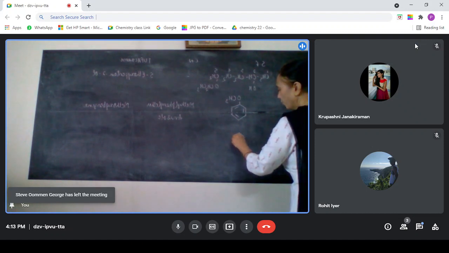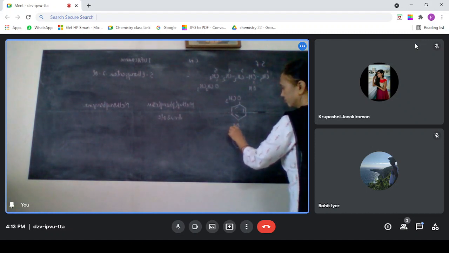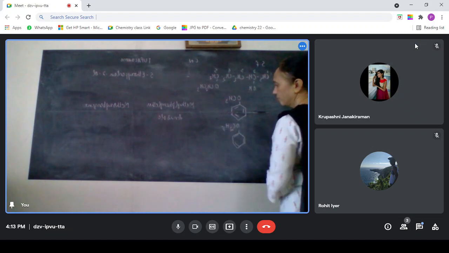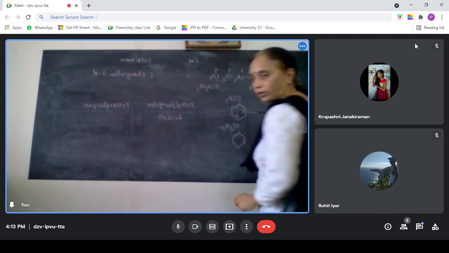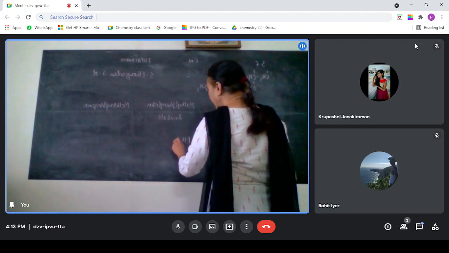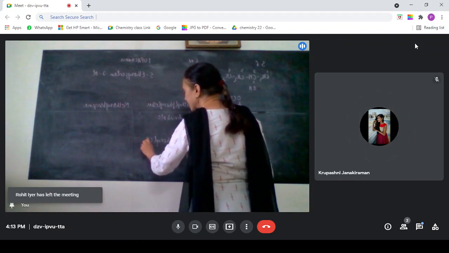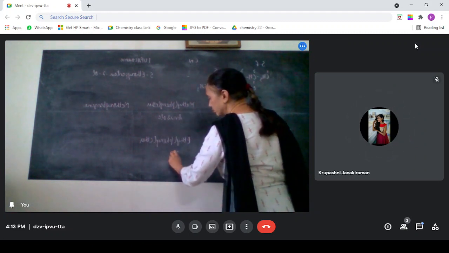Similarly, if you have C2H5, what will be the name of this? Ethyl phenyl ether, that is called phenetole.